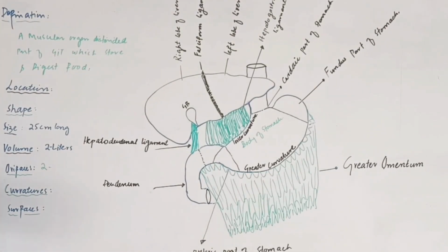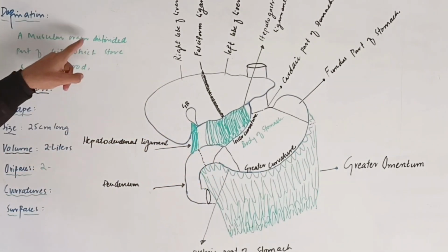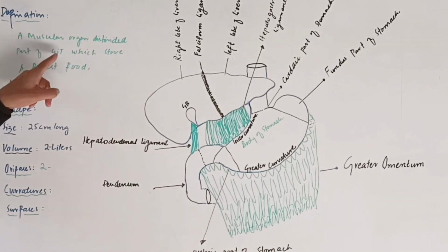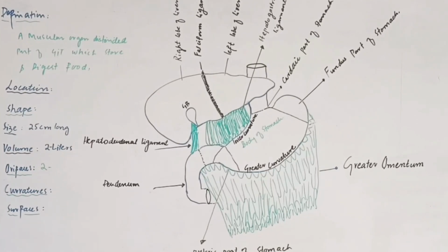In this video I am going to talk about the anatomy of the stomach. So first I am going to define the stomach. It is a muscular distended part of the GIT which stores and digests the food. It is the dilated part of the digestive tract which stores and digests the food. So this is the definition of the stomach.